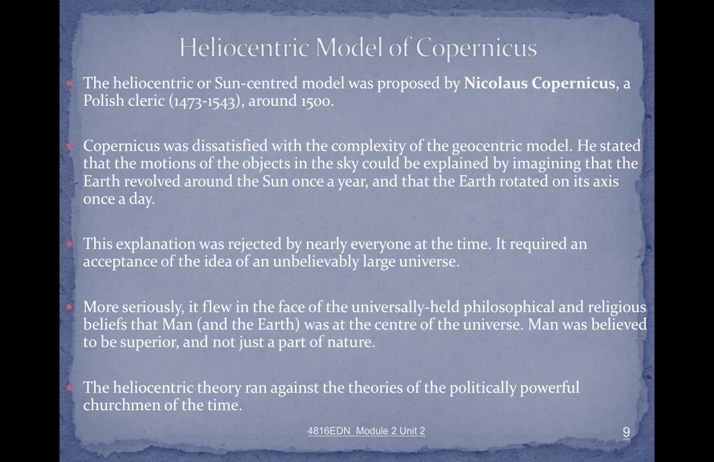And Nicholas Copernicus was the major proponent that was associated with this model. So around about 1500, you can see he was a Polish cleric, so he was a religious man. Because back in those days, remember, this was just before the scientific revolution. Copernicus was dissatisfied with the complexity of the geocentric model. He stated an alternative view, and that was that the motion of the objects in the sky could be explained by imagining, and again, here's that creativity, because they had no observable evidence for this model.